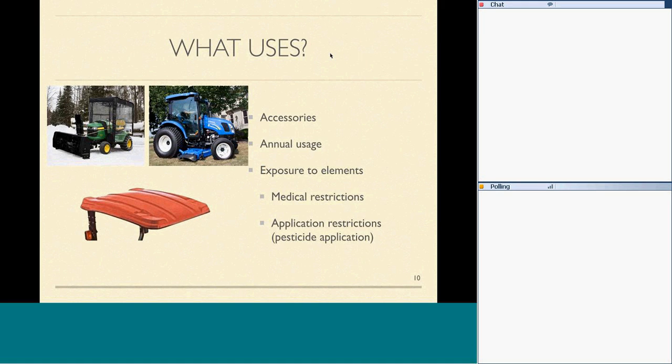So here I have pictured a small lawn tractor in the top left, and this isn't heated, but it does offer wind protection for wintertime use, or something as simple as the bottom picture, which is just a canopy that attaches to your ROPS, or your rollover protective structure. It offers protection from direct sunlight.